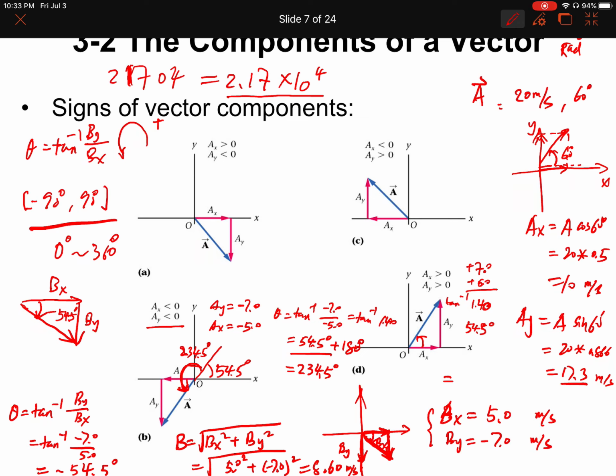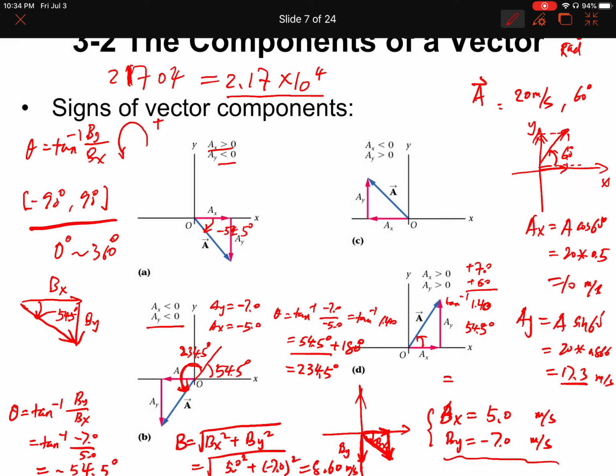Same idea for the other two quadrants. For the fourth quadrant, you have AY negative, AX positive. Same example. You use a calculator, you get negative 54, so this will be negative 54 degrees. This is right, so this is a fourth quadrant. You check your sign, this is right. However, if it is in the second quadrant, right?